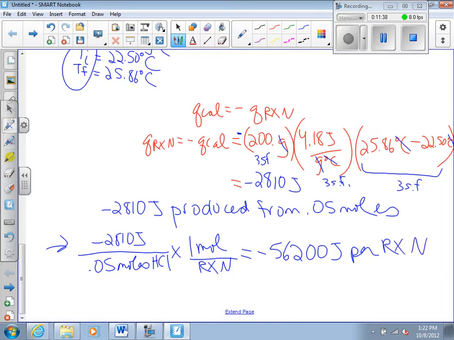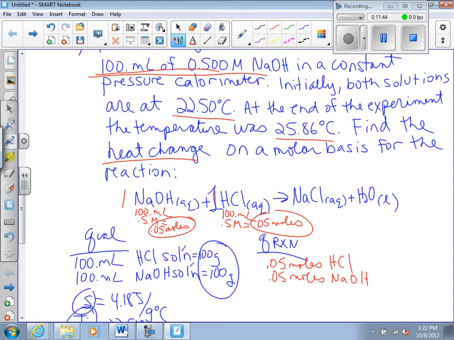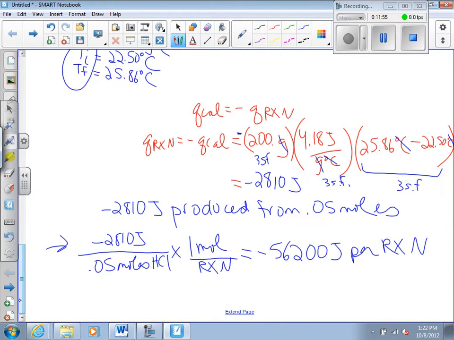And I look at my question to make sure I'm reporting this correctly. The question said, find the heat change, delta H, on a molar basis. So the reaction was for 1 mole. So I'm giving the final answer per reaction, which is also per mole because the reaction was 1 mole.